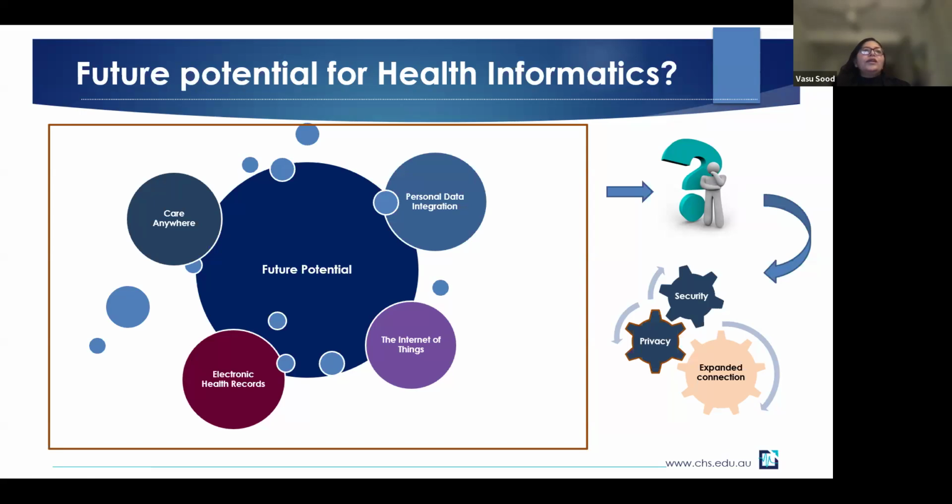So in this diagram, we have mainly four pillars: electronic health record, care everywhere, patient data integration, and the Internet of Things. When we talk about electronic health record, as we know, their main purpose was to keep patient data. So the main purpose of electronic health record was to smoothly run the health organization, the workflow of the health organization.